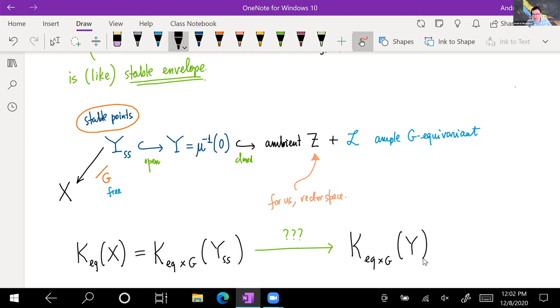So in general, it resembles stable envelopes, in that, at least for stable envelopes, we have some cohomology class or K-theory class or elliptic cohomology class, and you have it defined on the open. You have to extend it somewhat canonically on some bigger thing, and so this is why I have this picture behind me.